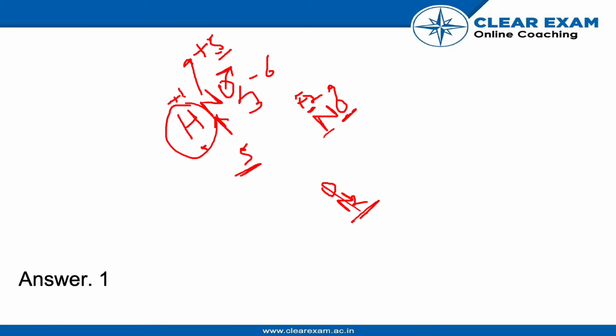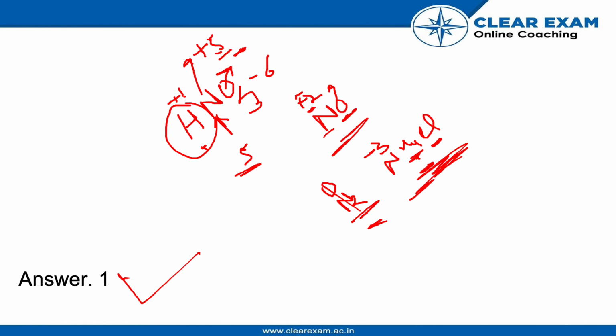Okay, now NH4Cl: N is -3. So the answer, option number 1, will be correct. Number 1 is HNO3, number 2 will be NO, number 3 will be N2, and number 4 will be NH4Cl. Okay.